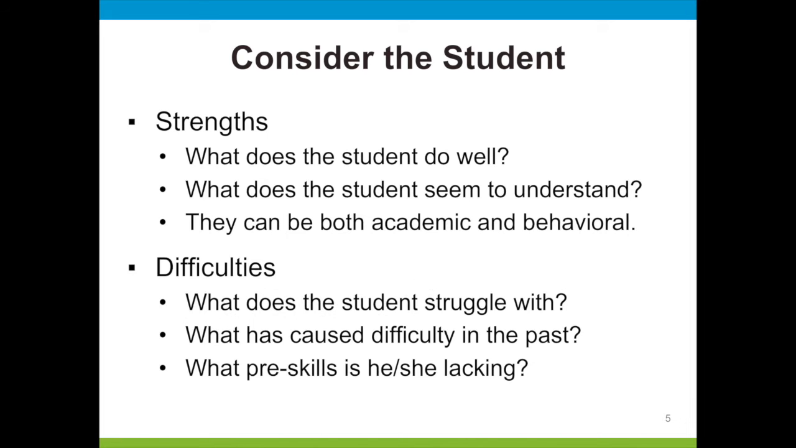And then look at the difficulties in the same way. What does the student struggle with currently or in the past? What pre-skills need to be developed? Again, these can be academic or behavioral. Does he or she struggle to draw or create things on paper? Is the student easily frustrated and gives up? Does he or she have a hard time making connections or generalizations? It may help to look at the work that a student does in class to analyze the different tasks and see where the student is capable and where support is needed.